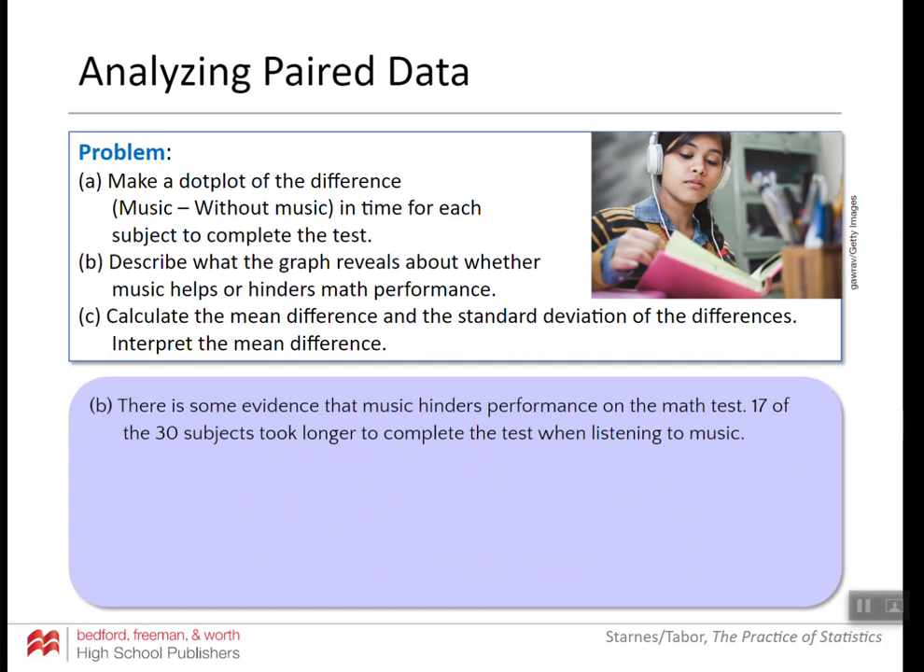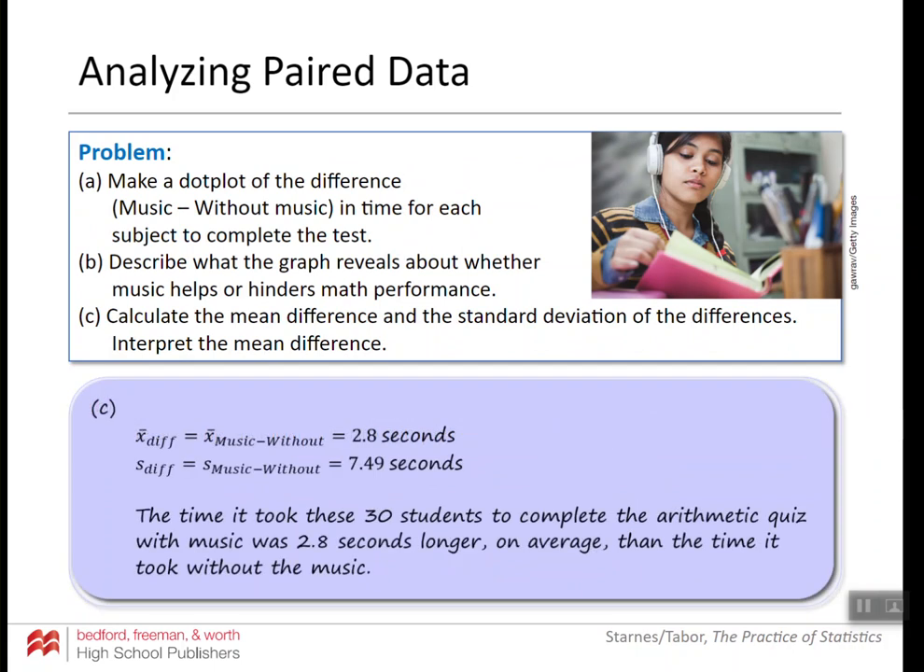Lastly, we want to calculate the mean difference and the standard deviation of the differences. So, if you take that third row, the difference row, calculate the mean and standard deviation using your calculator, you get the mean is 2.8 seconds, the standard deviation is 7.49 seconds. It says interpret the mean difference. So the interpretation is the time it took these 30 students to complete the arithmetic quiz with music was 2.8 seconds longer on average than the time it took without music.